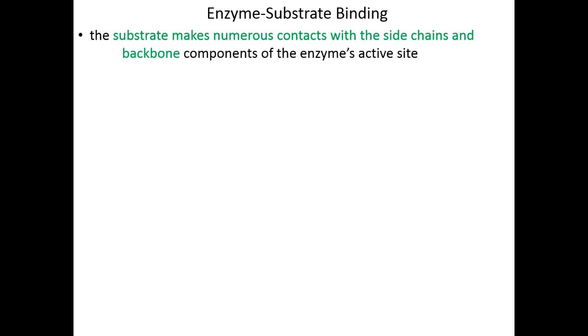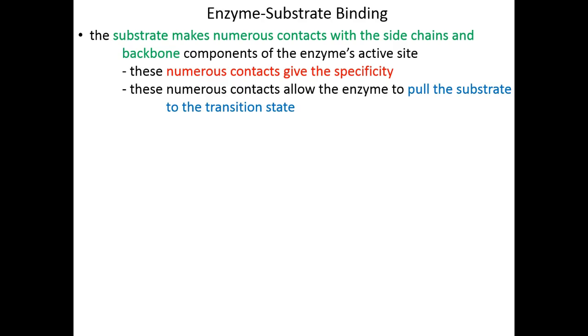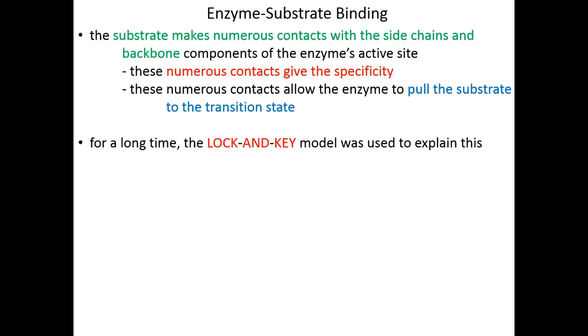The enzyme is folded into some tertiary or quaternary shape based on the sequence of those amino acids, and so the substrate molecule is making contacts with the side chains of those amino acids. All of these contacts taken together give the specificity of enzyme-substrate binding. And it is these same contacts that allow the enzyme to grab hold of that substrate and twist it and pull it and manipulate it, making that substrate become transition state.